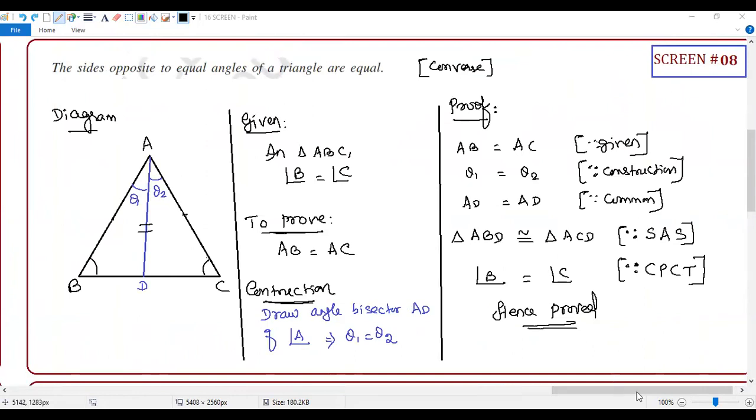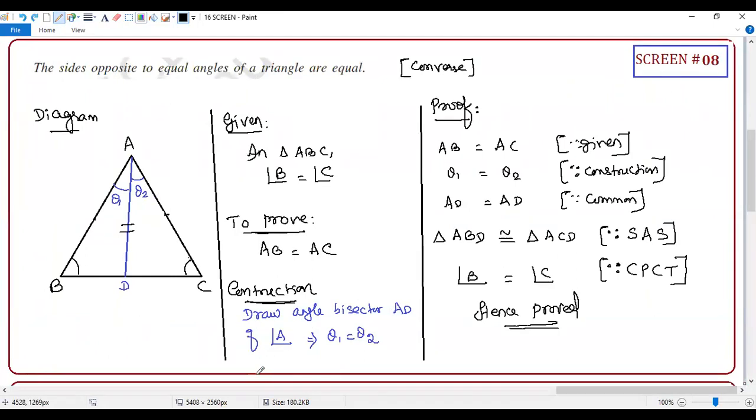Now construction same, my dear. The same construction will work. Theta 1 equal to theta 2. Now let us take the proof. First, what is the criteria? Same. I want to prove these two triangles are congruent. According to which criteria? Whether SAS will work? No, I don't know this side. Which criteria is going to work?